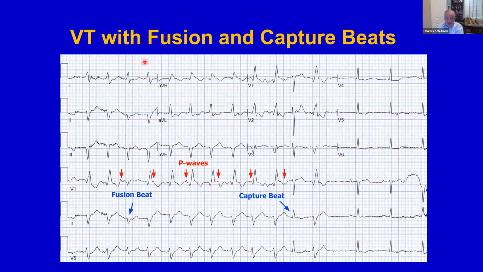So here is a ventricular tachycardia with fusion and capture beats. The P waves are marked off here in red, and then this is the fusion beat. And this is a capture beat, this beat.